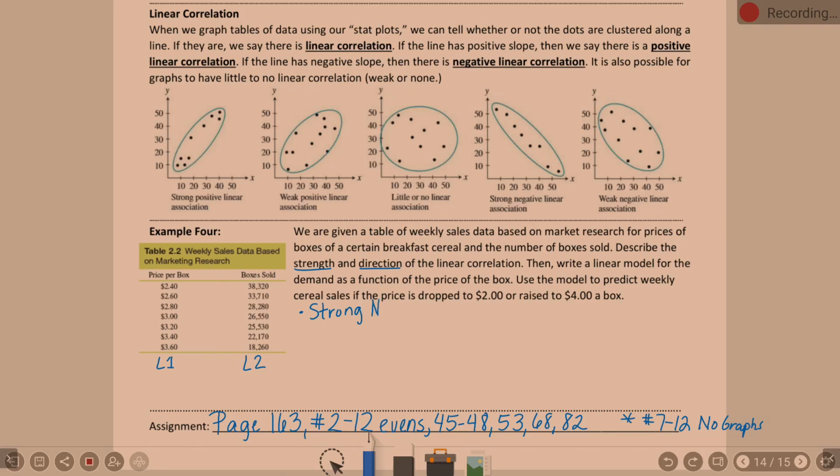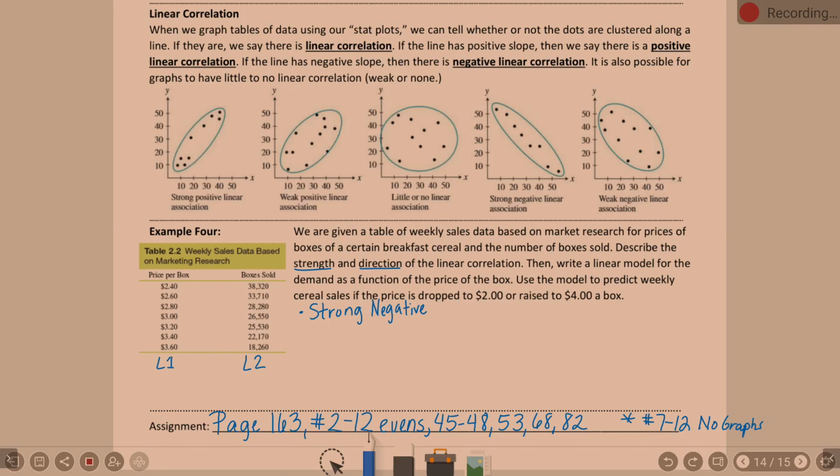Now, I will tell you guys, I have a lot to write in this little area, so beware. I told you a little too late. Sorry. Okay. So that's the first question. Describe the strength and direction.